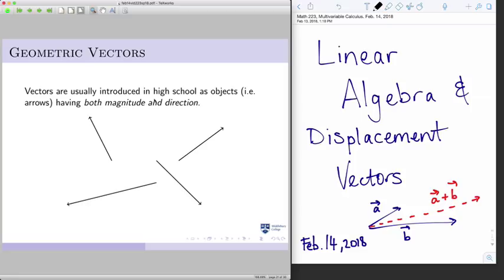So let's get back to some geometry. You may remember from high school seeing geometric vectors. What do I mean by a geometric vector? I mean just an arrow. Normally, at least for me, when I first learned about vectors in physics, I had it drilled into my head that a vector was an object that had both magnitude and direction.